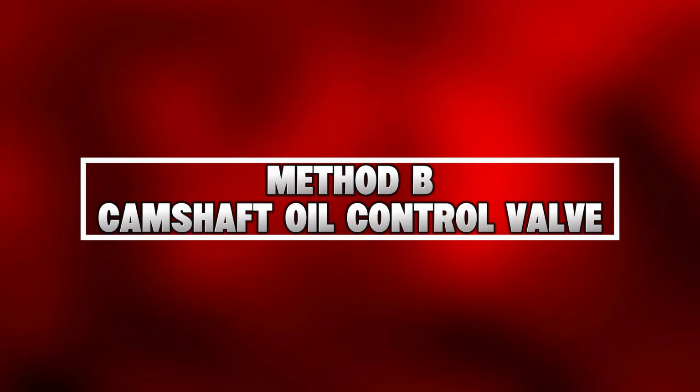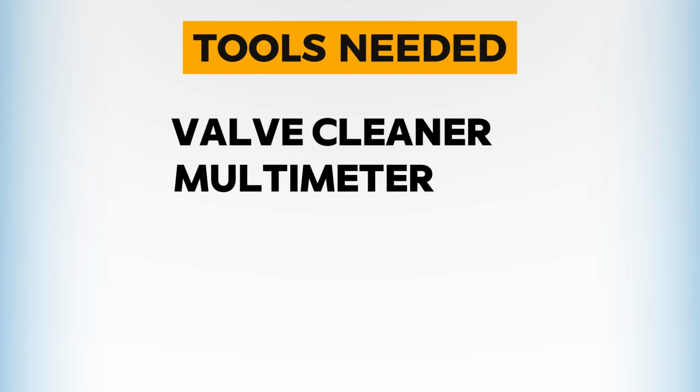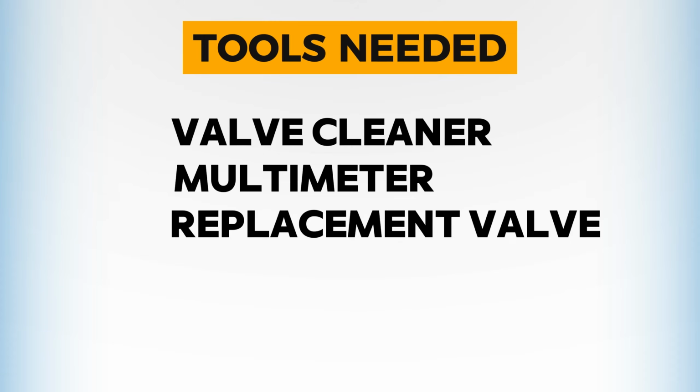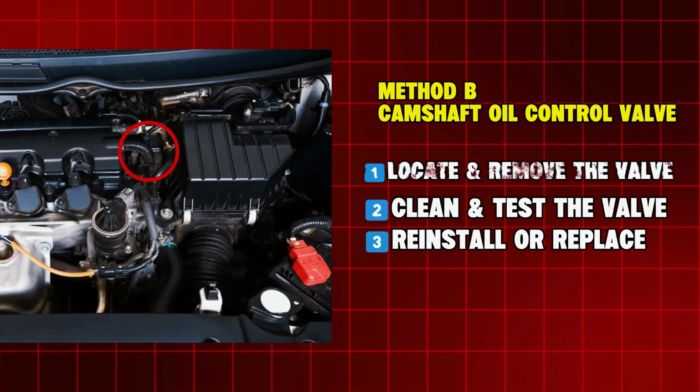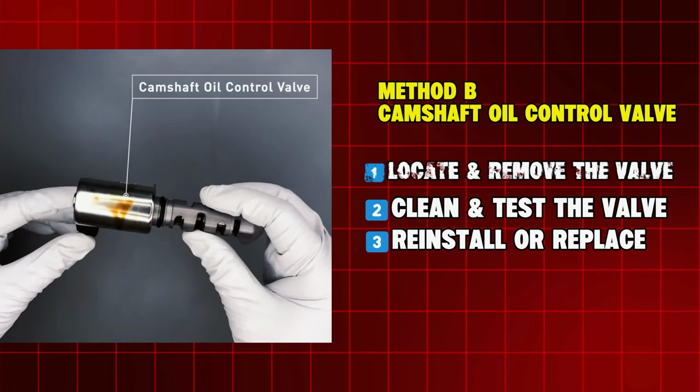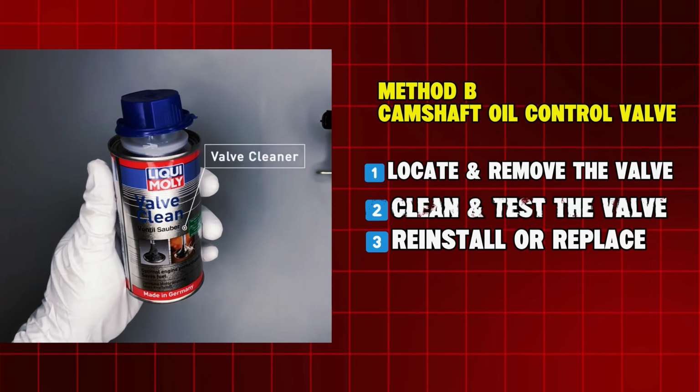Method B: camshaft oil control valve. Tools needed: valve cleaner, multimeter, replacement valve if needed. Found in engines with variable valve timing, VVT. Carefully detach the valve from the engine. Use valve cleaner to remove debris.